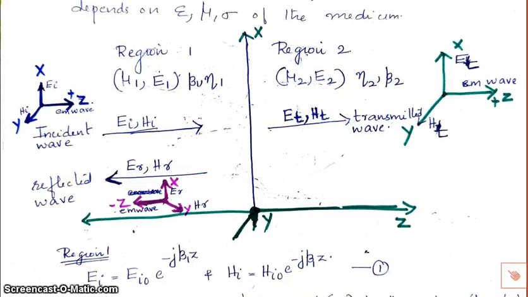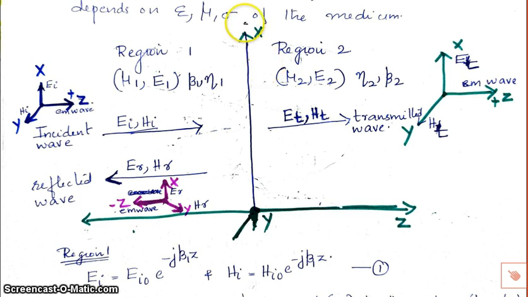So here you can see two media: region 1 and region 2. Mu1, epsilon1, beta1, eta1 are the parameters associated with our first medium. Mu2, epsilon2, eta2, beta2 are the parameters associated with the second one. And you know, mu is permeability, epsilon is permittivity, beta is your propagation constant and eta is your intrinsic impedance.